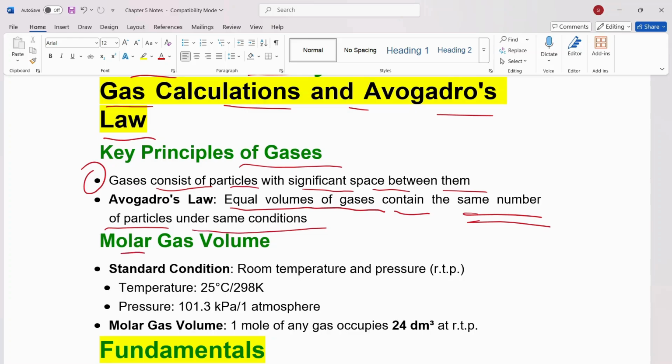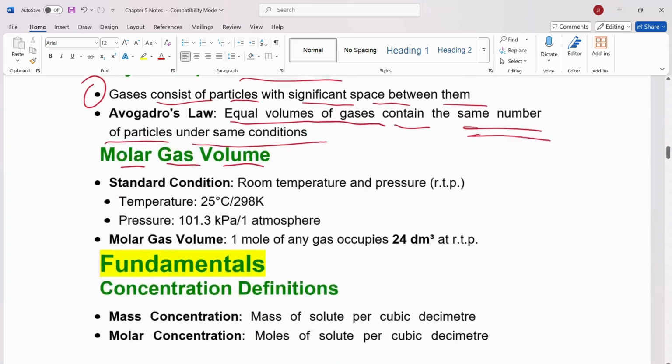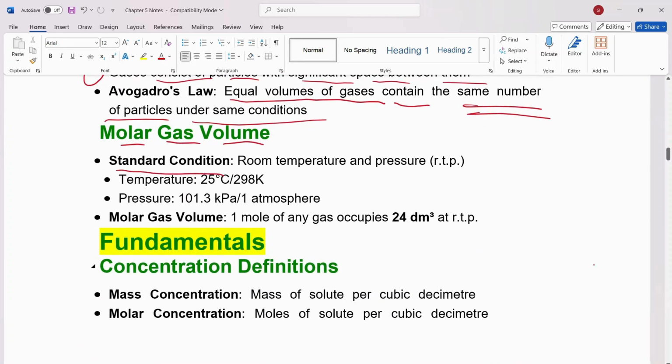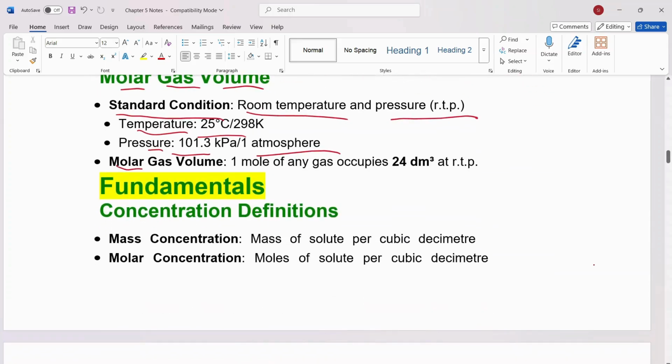Now let's talk about molar gas volume. So standard condition is room temperature and pressure where the temperature is 25 degrees centigrade or 298 Kelvin and the pressure is 101.3 kPa, or 1 atmosphere. Molar gas volume: 1 mole of any gas occupies 23 dm cube at standard room temperature and pressure.